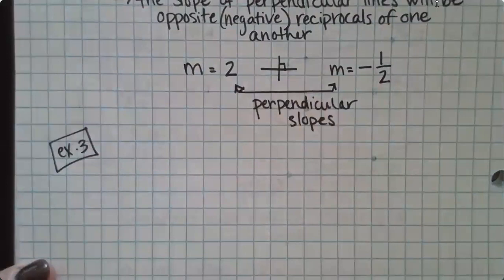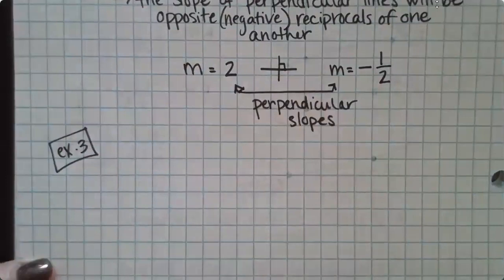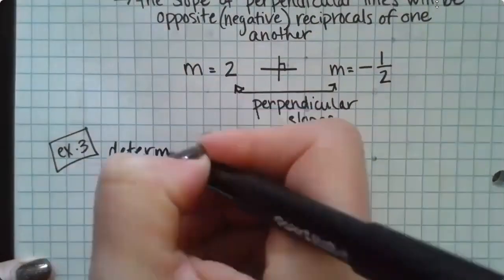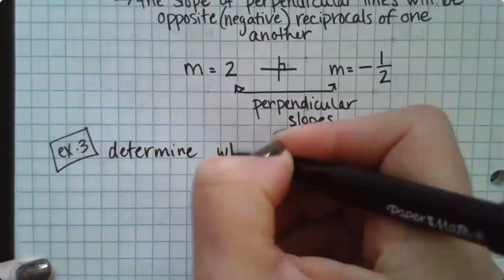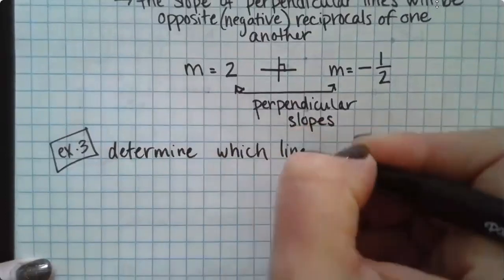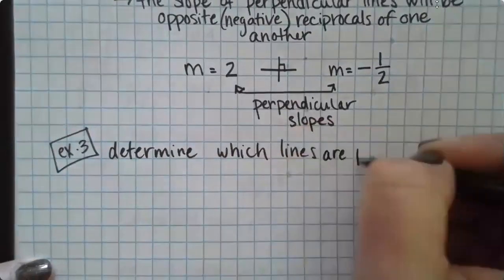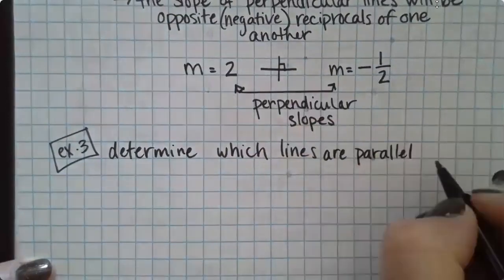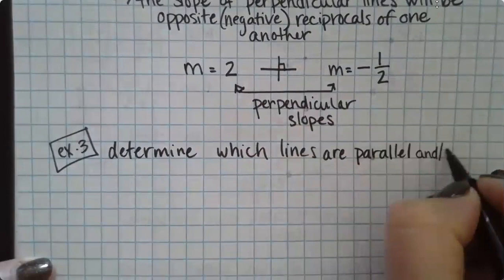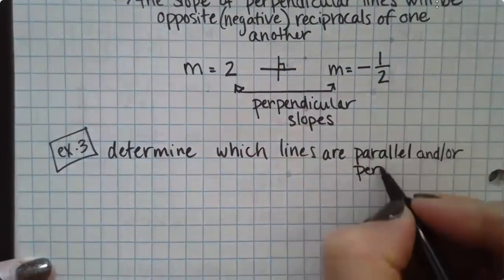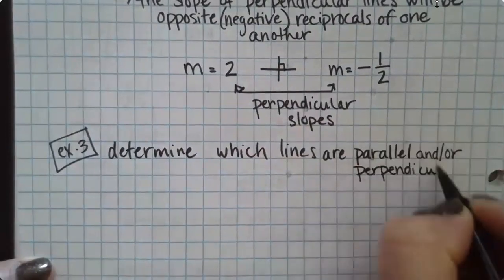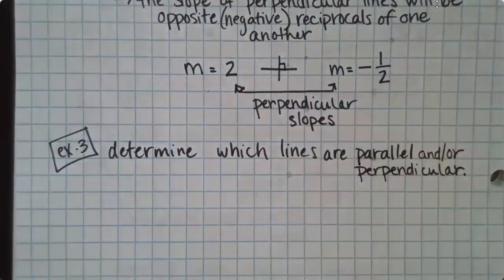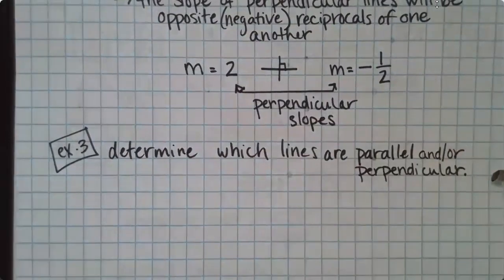Example 3 says, determine which lines are parallel and or perpendicular. Determine which lines are parallel and or perpendicular. So maybe they're parallel, maybe they're perpendicular, maybe they're neither.